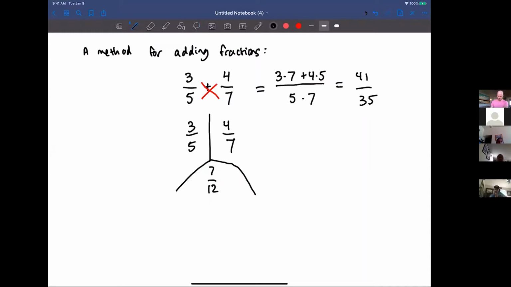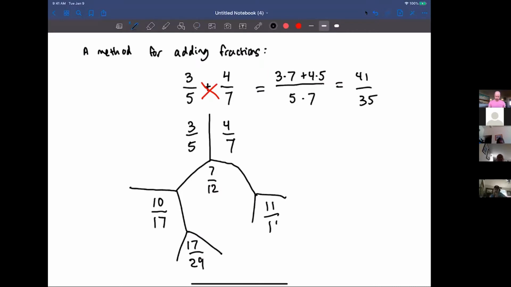If I wanted to take, say, 3/5 and 7/12 and add them together in this funny way, I'd make a little opening for my answer to appear. I add 3 and 7, the numerators, I get 10. I add 5 and 12, I get my favorite number, 17, as the denominator. And I could just go off to the races and keep doing this. 17 over 29. 1729 is a fairly interesting number. And I could go off on other branches. 11 over 19. 15 over 26, and so forth and so on.